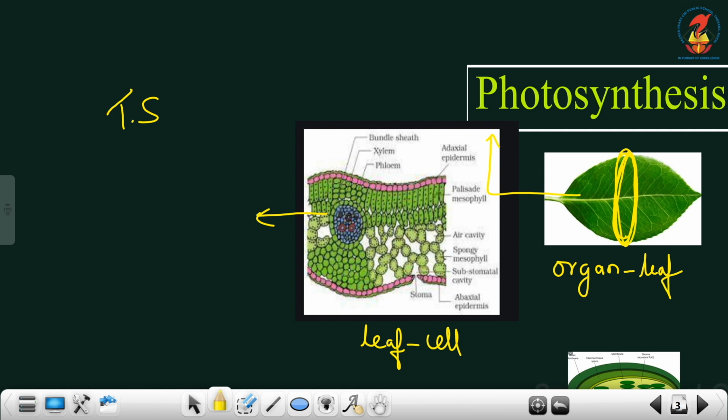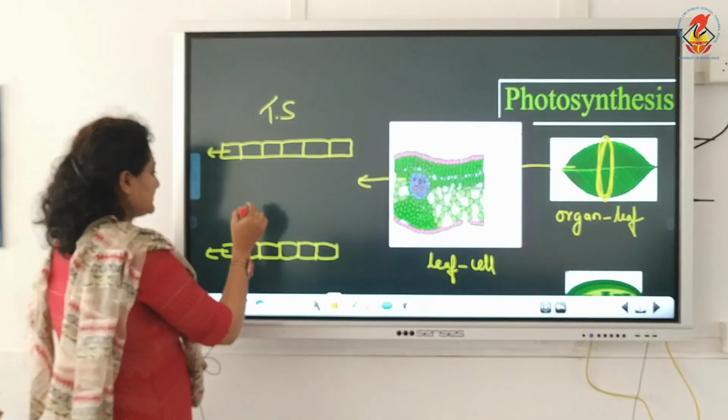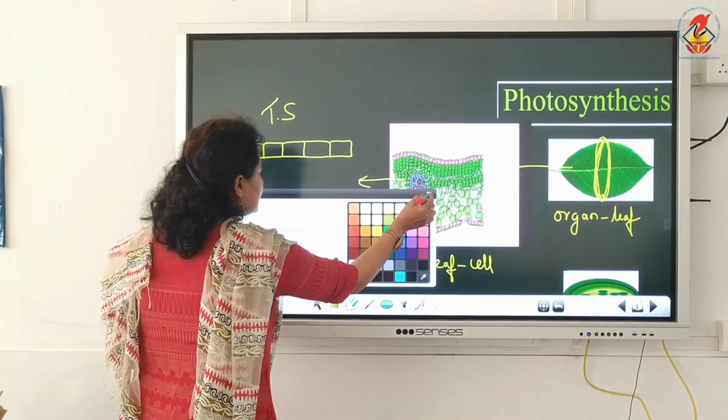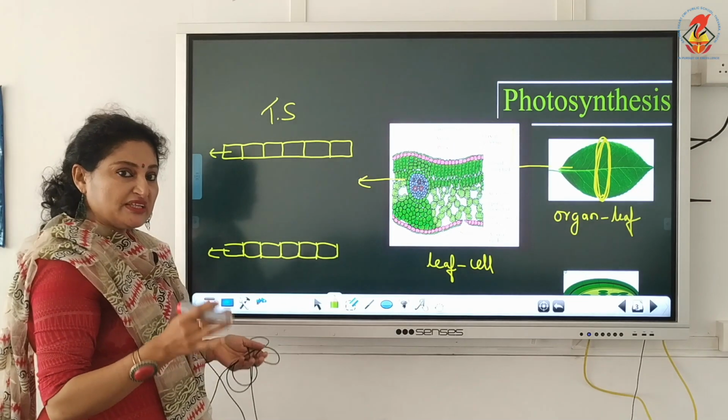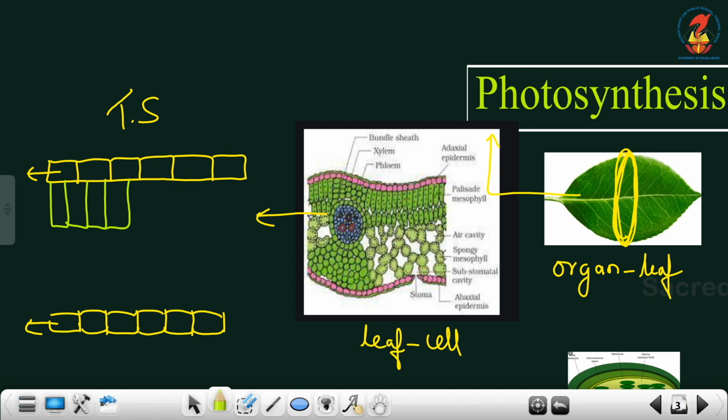So you can see there are the upper epidermis, which I am drawing as barrel shaped cells on top, and similarly down there is the lower epidermis, a continuous layer of cells. In between the upper epidermis and lower epidermis there is the tissue called the mesophyll cells, which I will indicate in green color. And you all have learnt in 10th standard, in mesophyll itself there are two types: one arranged like columns, continuously arranged, called the palisade tissue, and just below that is the spongy tissue, which is circular and scattered.